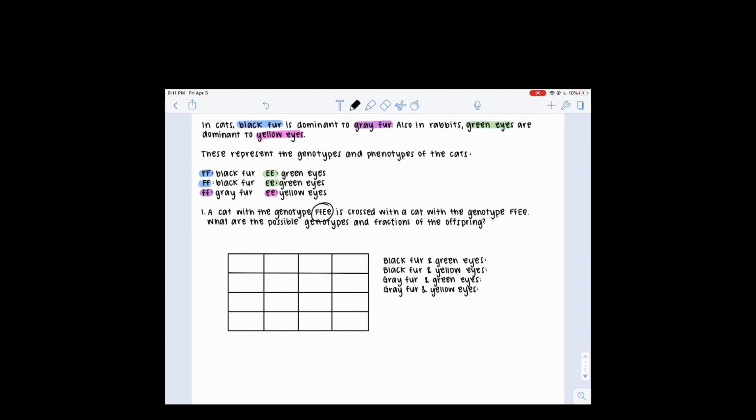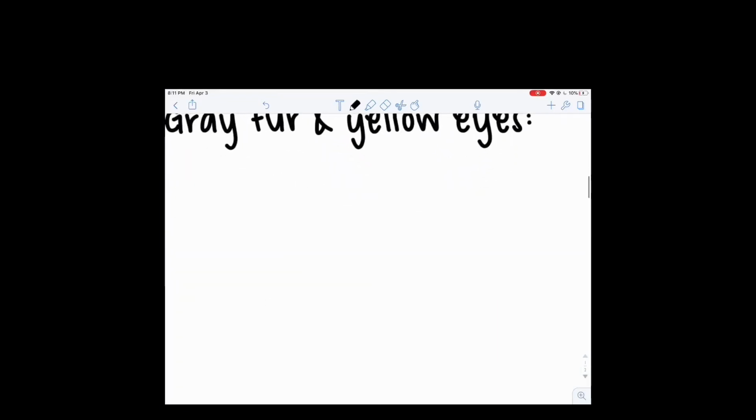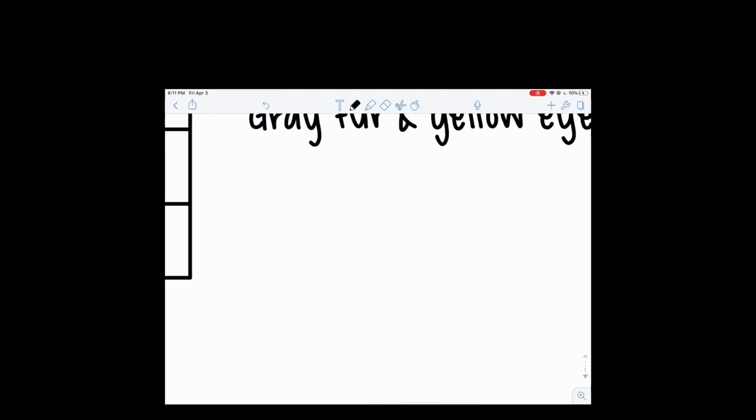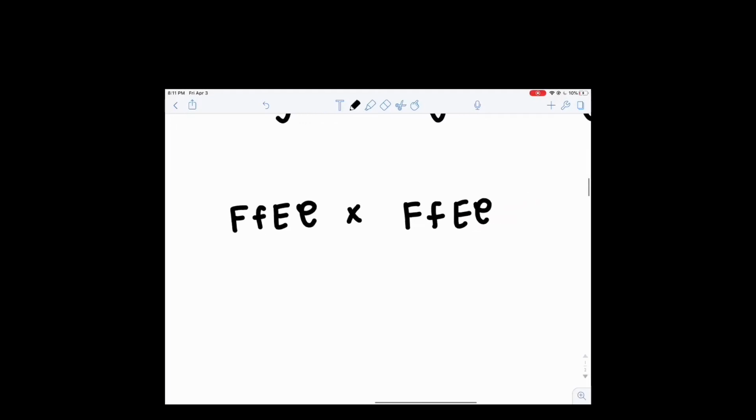Capital F, lowercase f, capital E, lowercase e is crossed with a cat with the same genotype. What are the possible genotypes and fractions of the offspring? So in order to set up our Punnett square, we have to figure out what we are going to put on the top and the side. So we can just do a cross right here with the two genotypes. And to figure this out, we're going to use the FOIL method, which basically just means first, outer, inner, last, and we can just figure out where the letters need to go.